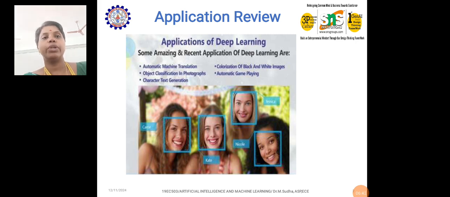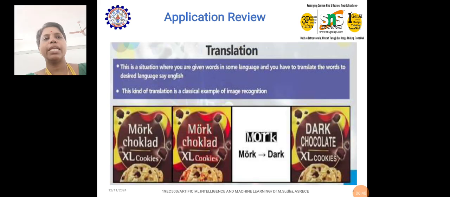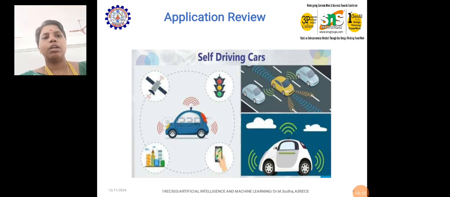We'll have a glimpse of it. Here is the application of deep learning: the usage of Google Lens and translation, where some image has something written on it and it is converted into our known language. Likewise, instant visual translation and self-driving cars are examples of deep learning applications. So I think we have almost covered all the areas under deep learning.